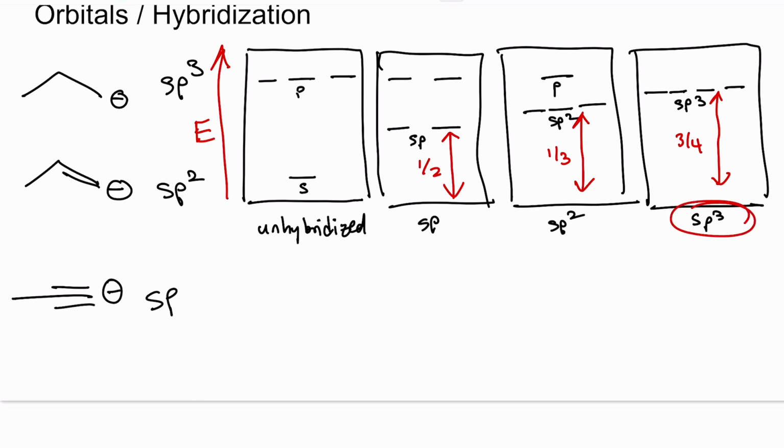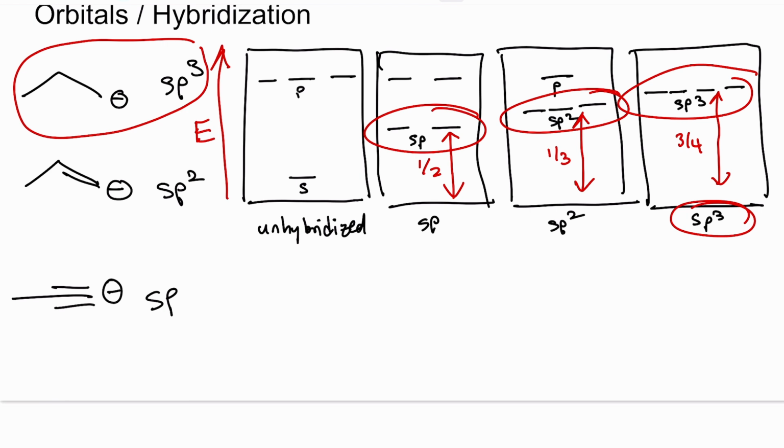So as you can see, sp3 orbitals have the highest energy out of all of the hybridized orbitals. sp is here, sp2 is here, sp3 is the highest. So that means sp3 orbitals provide the strongest bases. Higher energy equals stronger whatever you're looking at, and we're looking at bases.